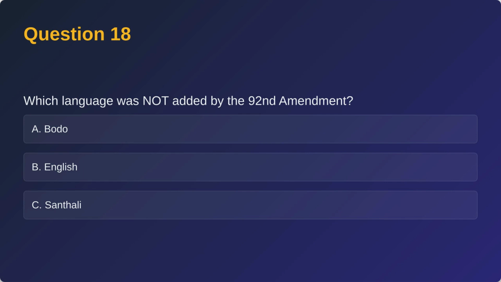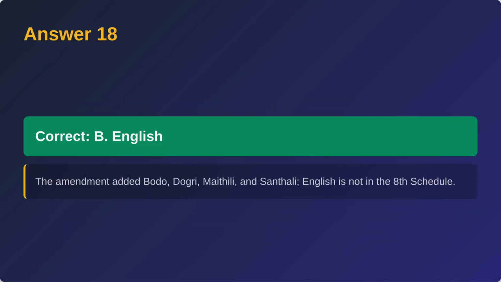Question 18. Which language was not added by the 92nd Amendment? Answer 18. English. The amendment added Bodo, Dogri, Maithili, and Santali. English is not included in the 8th Schedule.